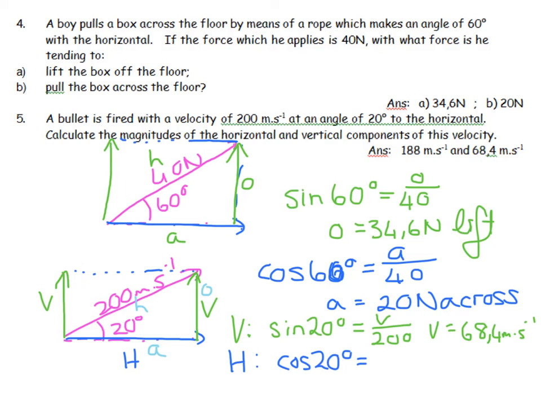The horizontal component, I'm going to say that's the adjacent side, so it's cos of 20 degrees is equal to the horizontal component over the hypotenuse, and my horizontal component turns out to be 188 meters per second.